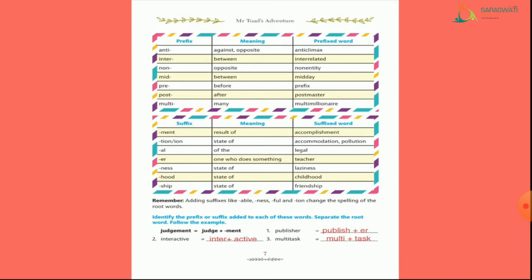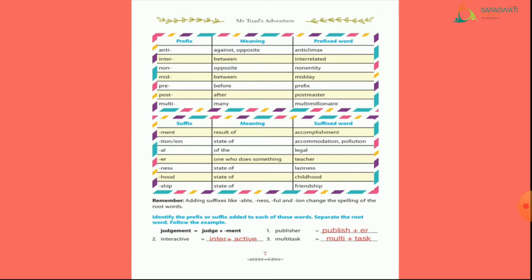That both of them means state of. Next one is al, A-L, al. That means of the. Next one, or, E-R, or. Or means one who does something. Ness, N-E-S-S, ness. Ness means state of. Hood. Hood means state of. Ship. Ship means state of.